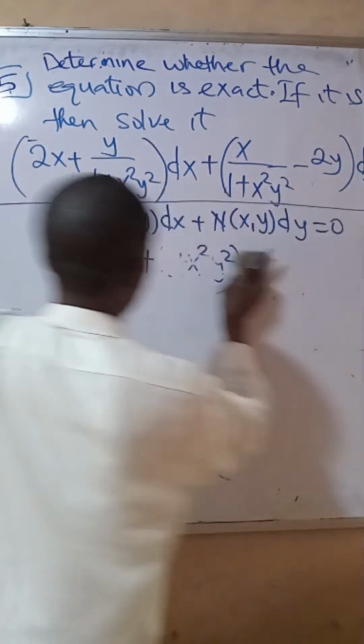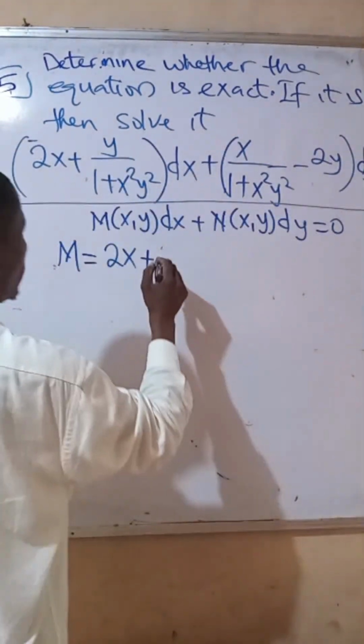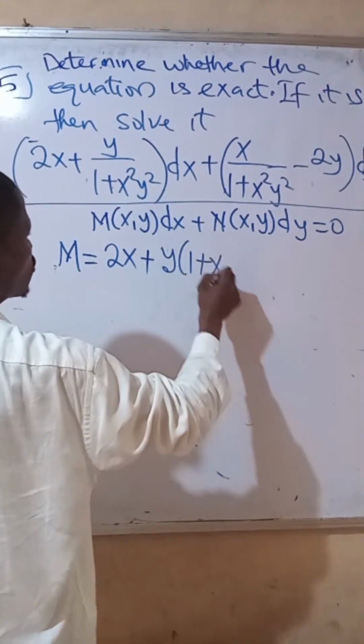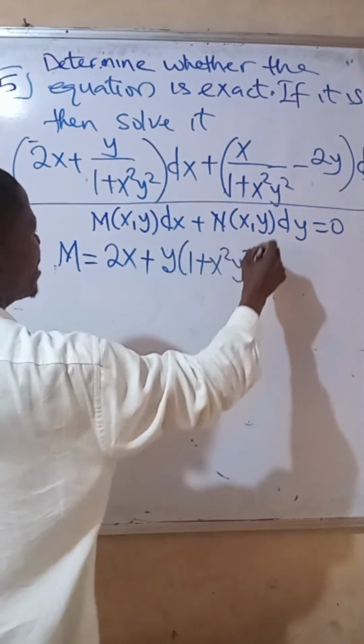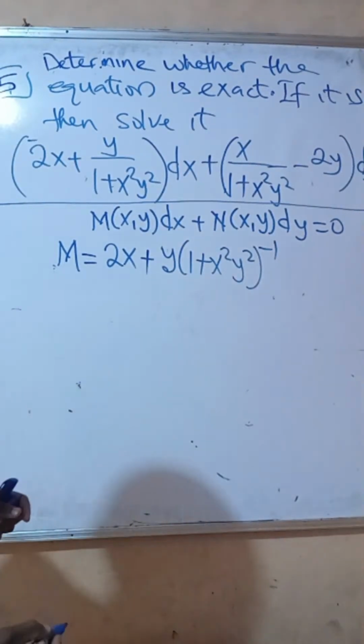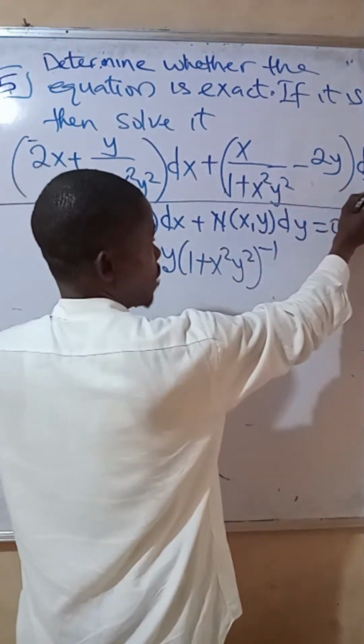I want to make it of the same form. That'll be y times (1 plus x squared y squared) to the power minus 1, to be of the same form. So can we differentiate that with respect to the other variable, with respect to y?